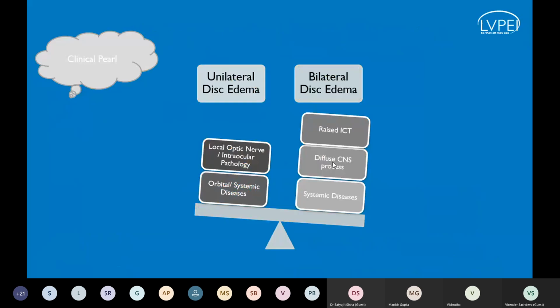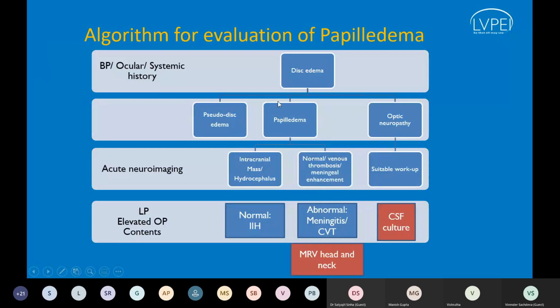In a patient with unilateral disc edema, you are focusing primarily on the optic nerve, intraocular pathology, and orbital disease. But sometimes systemic disease might be there. Whereas in bilateral disc edema, you are looking at increased intracranial pressure, diffuse CNS process, and systemic diseases. This is a very useful algorithm in evaluating a patient with papilledema.